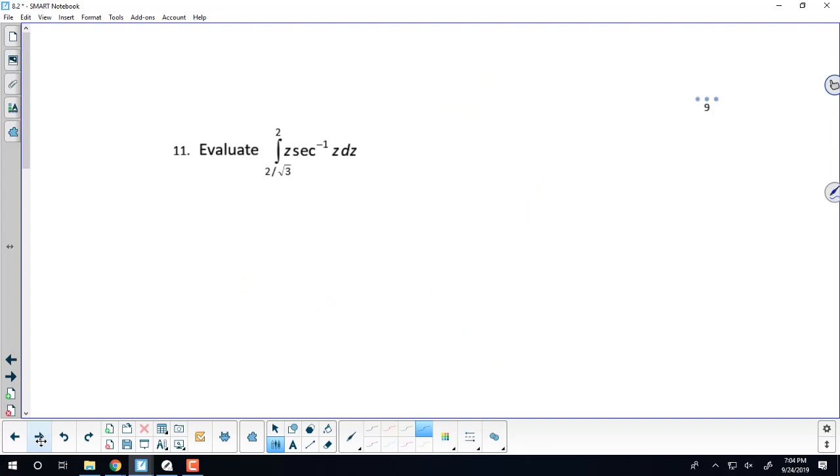So here's a harder one. I want y'all to try this one. There's a few things to pay attention to. If you don't like z's, that's fine. I don't care for z's either. So x inverse secant of x dx, that's fine to work with. It's the same thing.